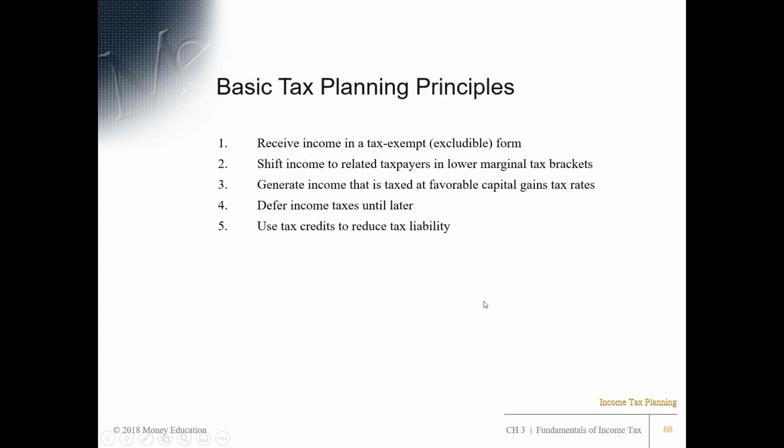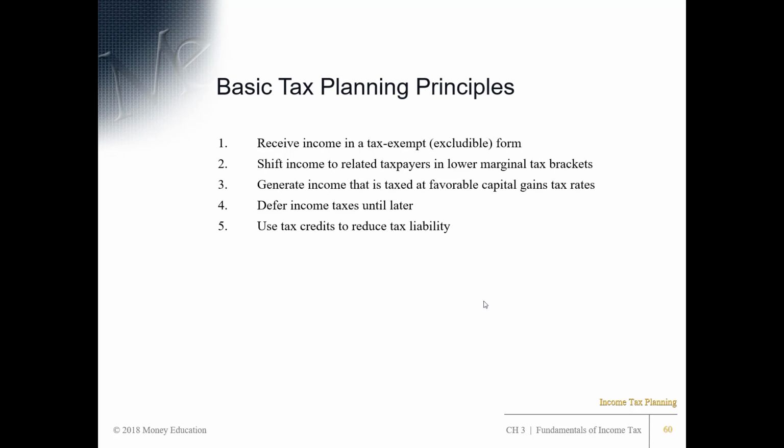Some basic tax planning principles. Number one, if you receive income in tax-exempt excludable forms, so things that we can do: we could invest in municipal bonds if we are in a high income tax bracket. We could also shift income to related taxpayers. This does not work if it's passive income. It does work if, for example, our child is 17 and we hire them to work for us, and they do work. So that's income shifting.